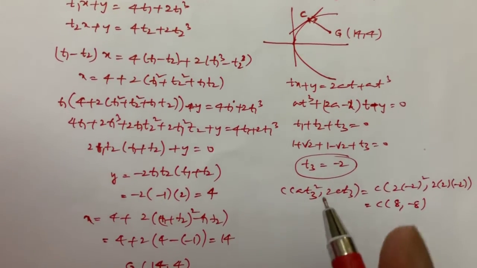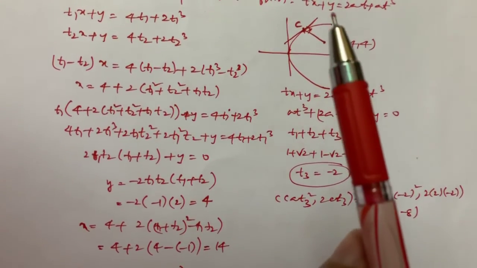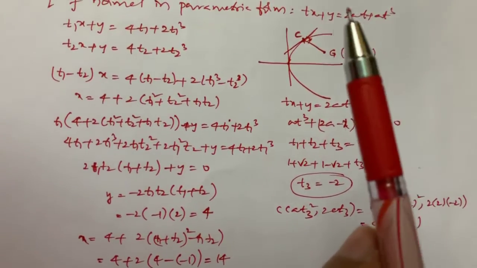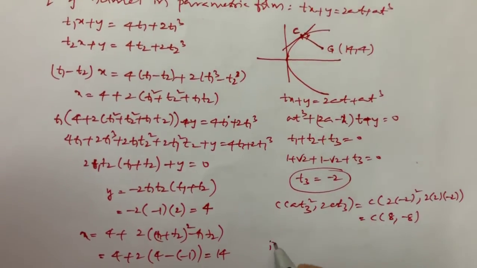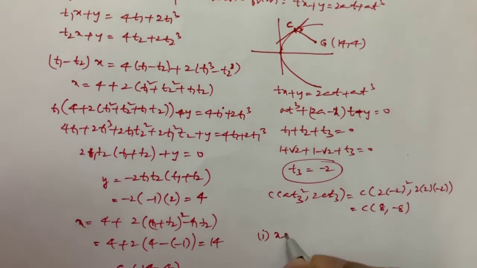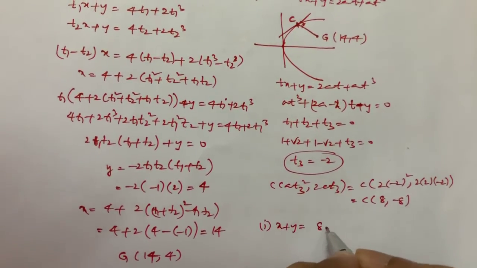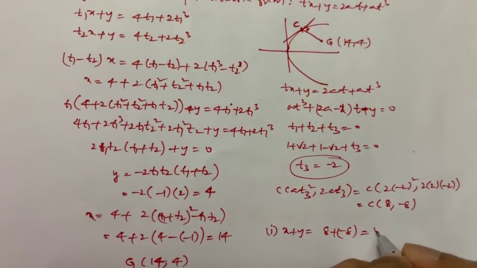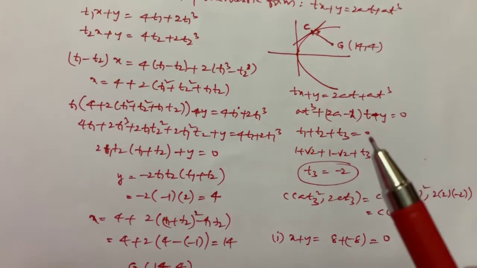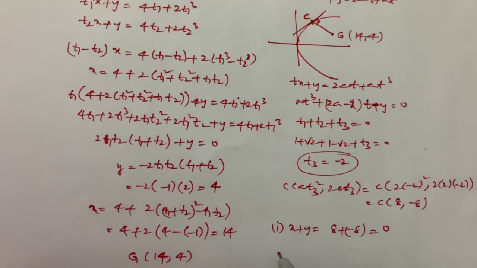In the question, what they are asking is the sum of the abscissa and ordinate of point C. So the first question's answer is x plus y, right? So this is 8 plus minus 8. Abscissa and ordinate are the x and y coordinates clearly. So 0. Second question: the minimum radius of the circle passing through A and B.